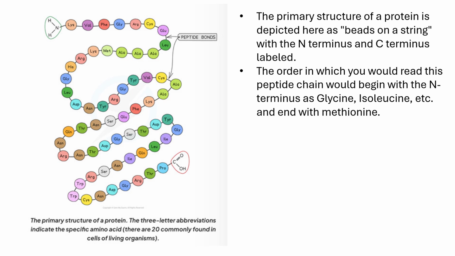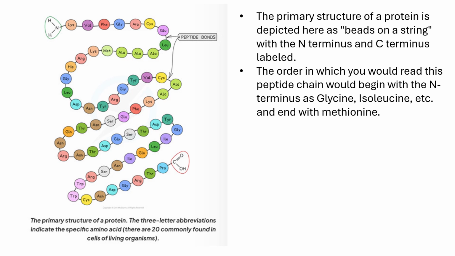Okay, the primary structure of a protein is depicted here as beads on a string with the N terminus and the C terminus labeled. The order in which you would read this peptide chain would begin with the N terminus as glycine, isoleucine, etc., and end with methionine. So it ends with methionine but starts with glycine and isoleucine, right? As you can see, these are the different beads on a string with N terminus and C terminus. So it starts with lysine, ends with proline.